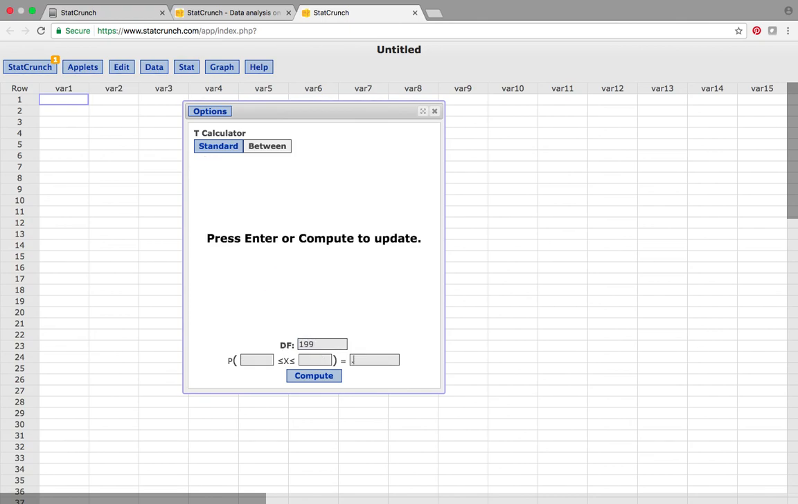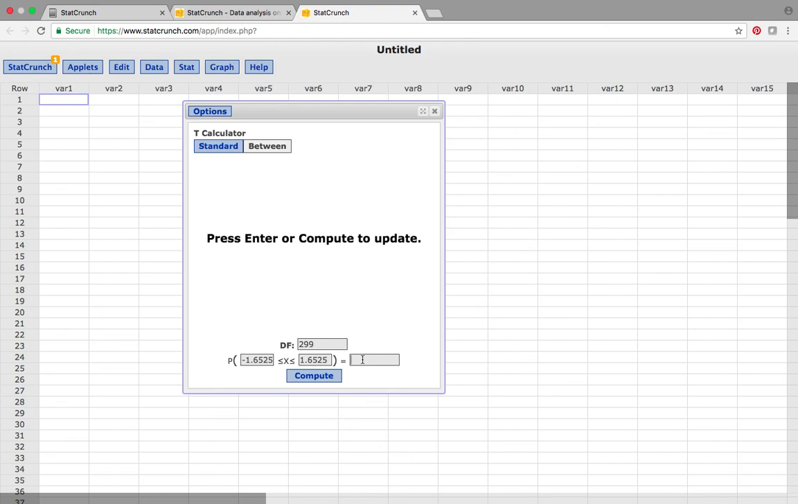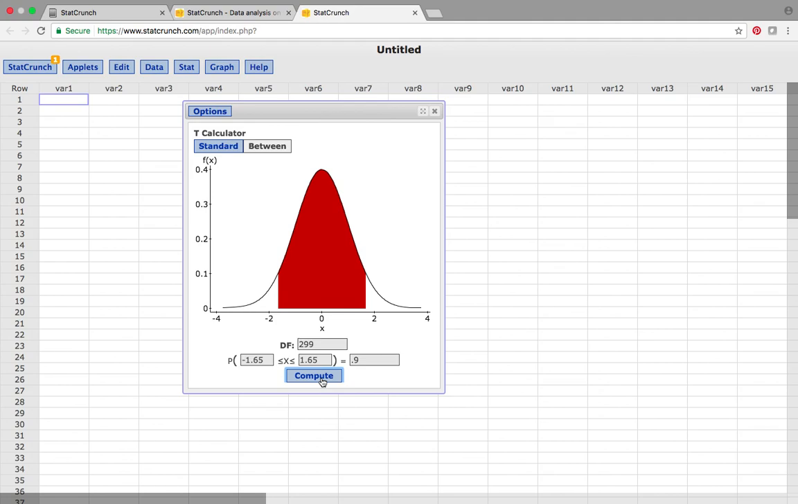So guys, what was it for 0.90? 1.645. Pretty close. Let's bump it up to 299. Even closer. So guys, the point made is that as our sample size gets bigger, this T distribution ultimately becomes the Z distribution. But typically, in these mean problems, we work with smaller samples. So we'll continue to use the T distribution.